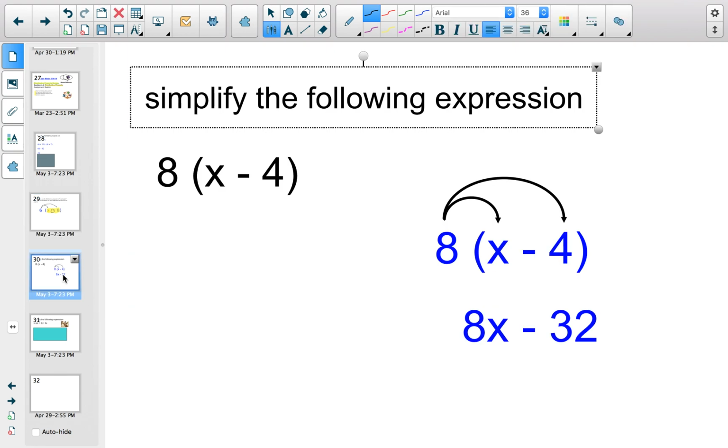So we're just going to simplify this expression. We would use the distributive property. We would distribute 8 to the x and 8 to the 4. We would get 8x, since 8 times x is just 8x. Right? We're not even doing math here, we're just writing that down. It's kind of a placeholder. But now we do know 8 times 4 is 32. So now we would just have 8x minus 32.